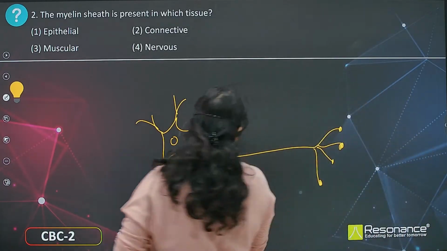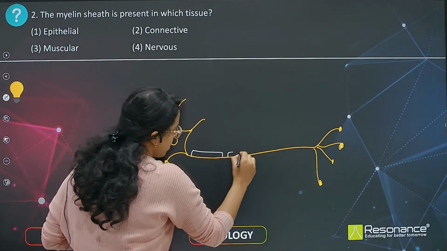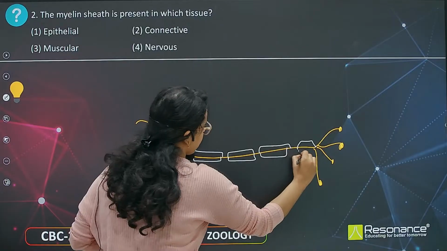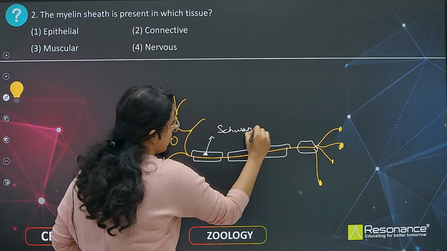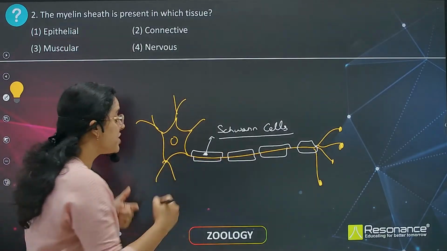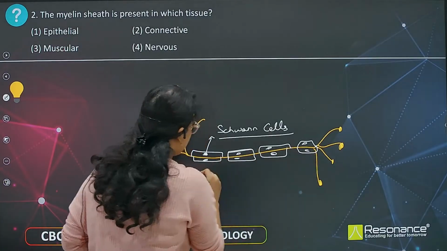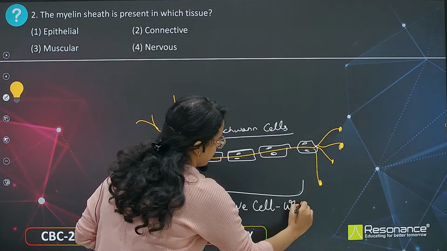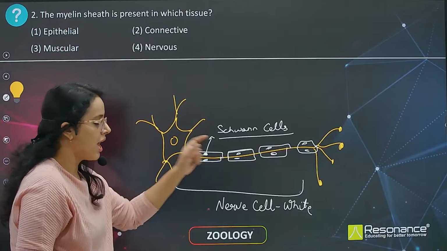Now throughout the axon, this axon is very well protected by a sheath, which is not continuous. This myelin sheath is formed by Schwann cells. We have discussed this in our theory class, in the concept class. So Schwann cells are the ones which make the myelin sheath. This myelin sheath is white in color. They give nerve cells a white appearance. And wherever the covering is absent on the axon, these are called nodes of Ranvier.